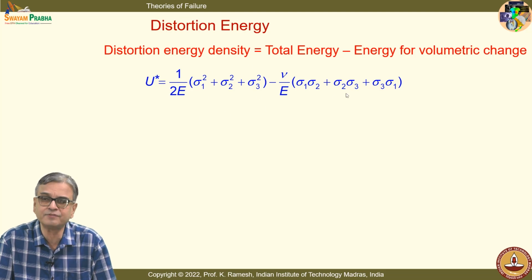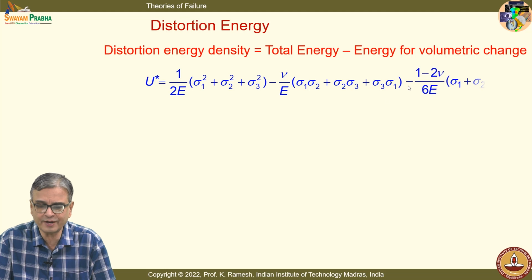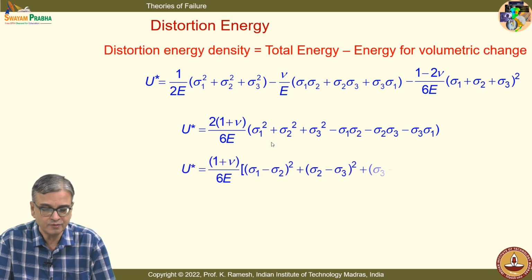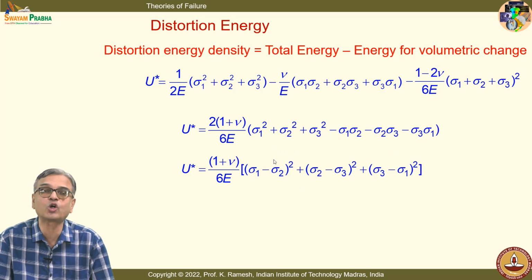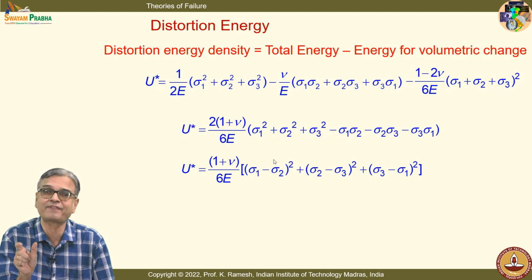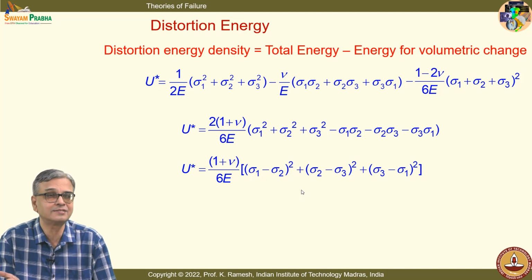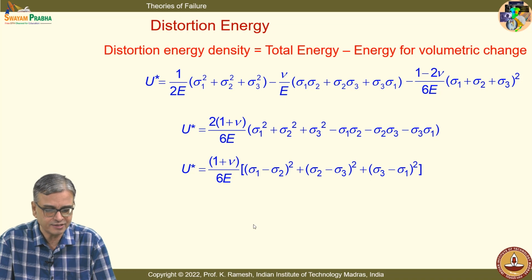So, I have the total energy which we have derived, which is very simple to do. Just now we have derived what happens because of the volumetric change. So, if I do the arithmetic, this simplifies in a very nice fashion. This is the first simplification, but the second simplification is much more interesting for us to do, which could be rewritten in this fashion: 1 plus nu divided by 6 E multiplied by sigma 1 minus sigma 2 whole square plus sigma 2 minus sigma 3 whole square plus sigma 3 minus sigma 1 whole square. Please remember this, we will be using it for all our failure theories, that form of representation which is much more convenient. And now what you will have to see? You have to see what happens in a simple tension test and then see what is the limiting value.